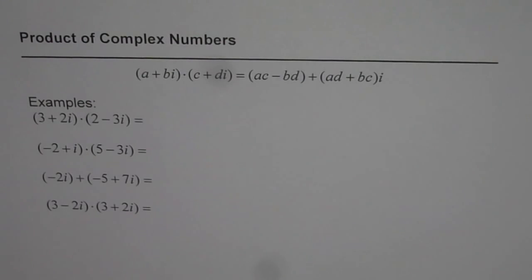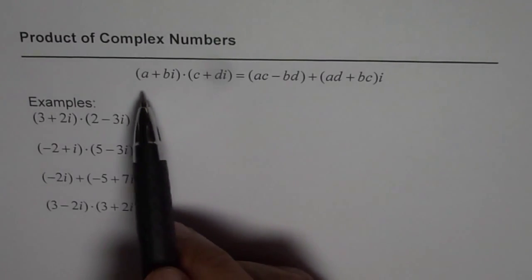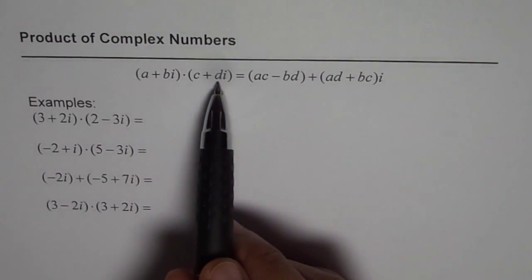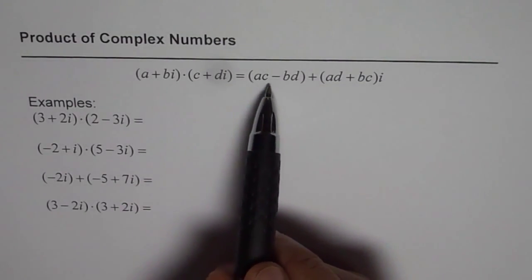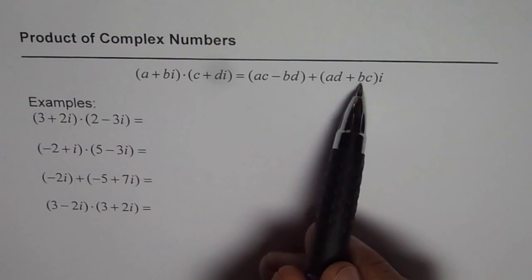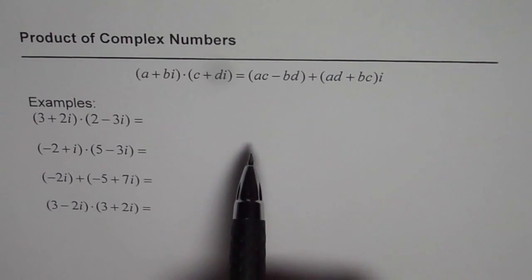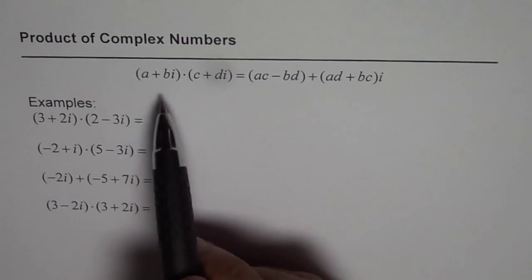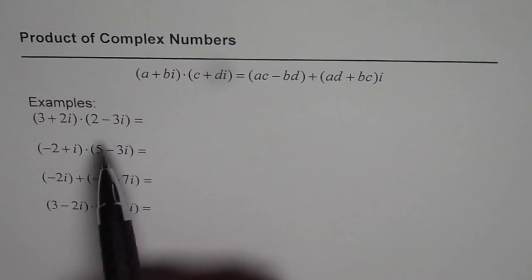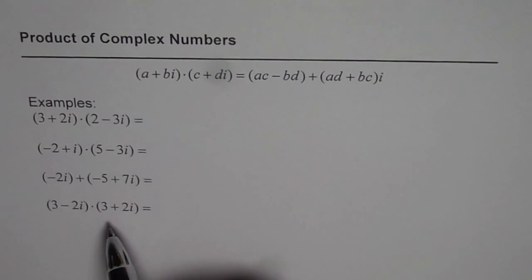I'm Anil Kumar, and now let us explore product of complex numbers. In general, (a + bi)(c + di) can be written as (ac − bd) + (ad + bc)i. Now there is no need to remember this, it's simple distributive property. So we will apply it on these examples and then try to understand it, okay?